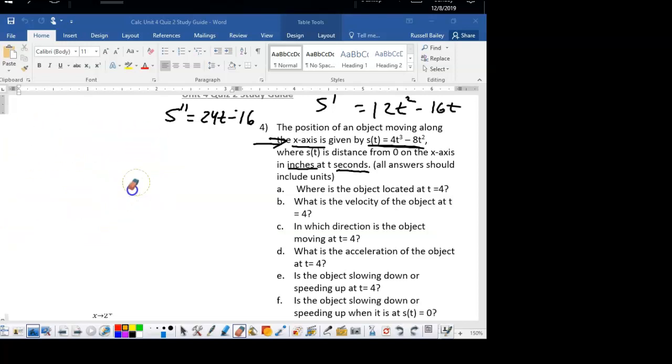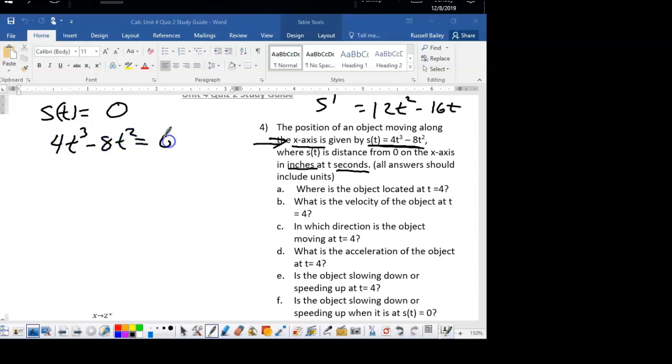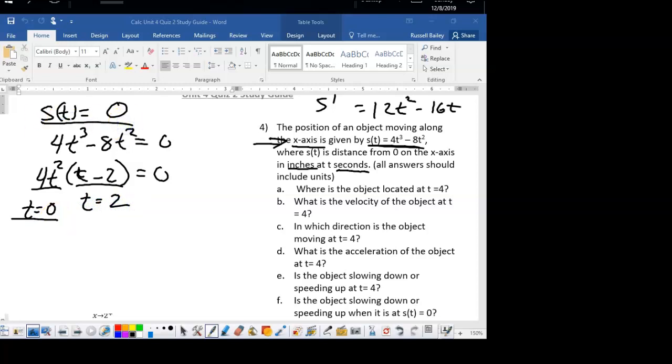So the first thing you have to do for part F is figure out what time that happened at. So when does s of t equal 0? In other words, when does 4t cubed minus 8t squared equal 0? And we're going to go ahead and factor that to answer the question. There are 2 times. If I set this equal to 0 and solve, I get 0. And if I set this equal to 0 and solve, I get 2. So there are 2 points in time when the s function is at position 0: t equals 0 and t equals 2 seconds.